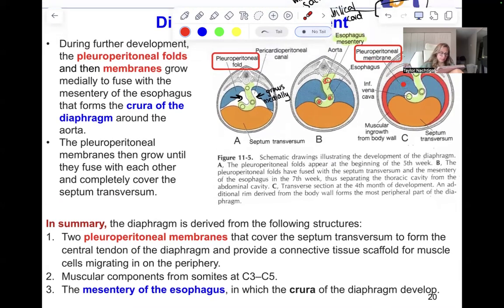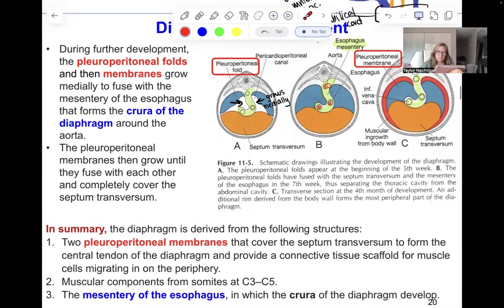Here. And I'm trying to find the septum transversum. Here. So you see that they started small, they're growing medially, then eventually they keep growing and they cover the septum transversum at all sides. And then we're going to obviously see the muscle growth in that region as well.